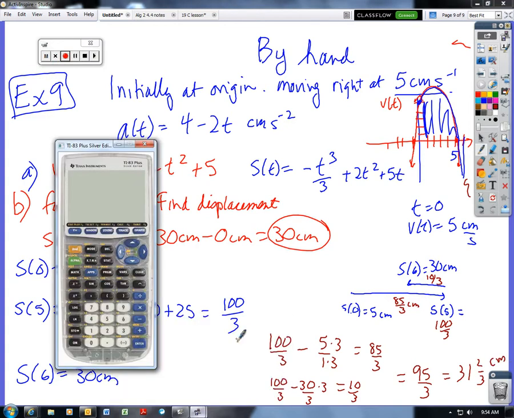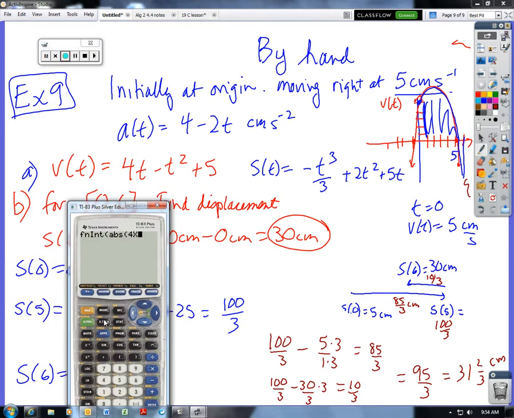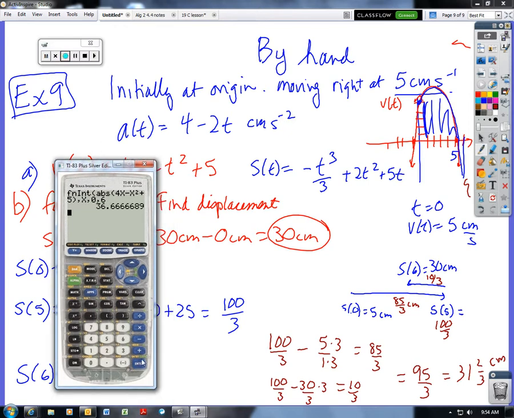Real quick, before we wrap up, let's check that on our calculator. Math 9, and we're going to do total distance, so that's the absolute value of the velocity. So math num abs. Velocity function will go in here. 4x minus x squared plus 5. Close parenthesis, comma, x, comma. We're going from what? Was it 0 to 6, wasn't it? Yep. 0, comma, 6. Enter. 36 2/3. Oh my gosh.